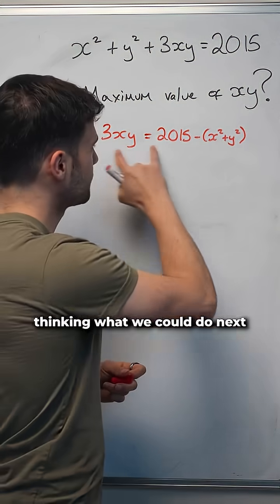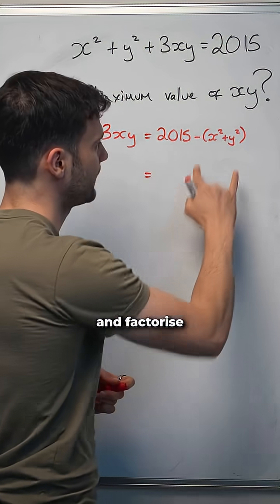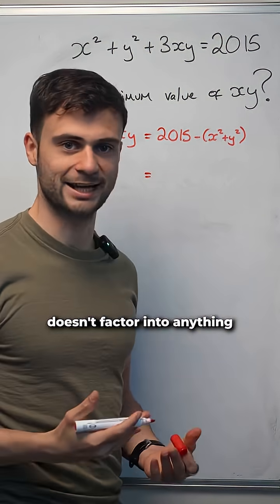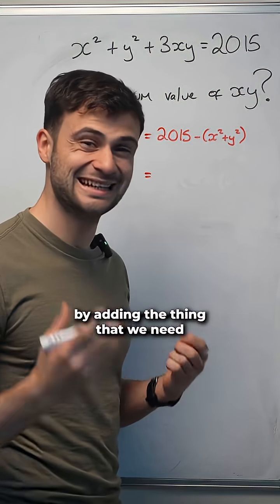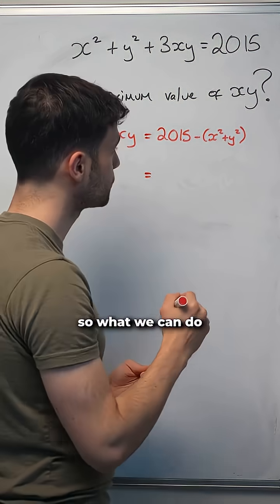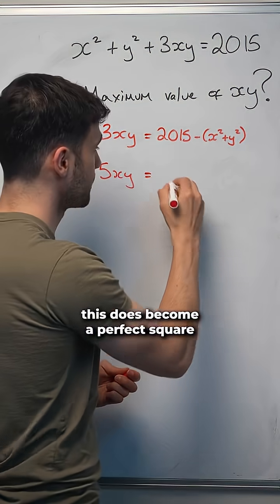So as we're looking at this, thinking what we could do next, we may start to think, well, what if we could try and factorize this into something? But x squared plus y squared doesn't factor into anything. But often we can manipulate it a little bit by adding the thing that we need so that we can factorize it. And this is close to a perfect square. So what we can do is just add our 2xy to both sides. This does become a perfect square.